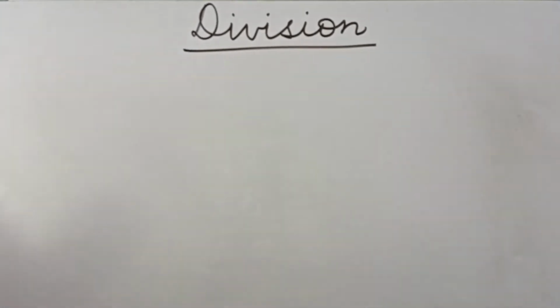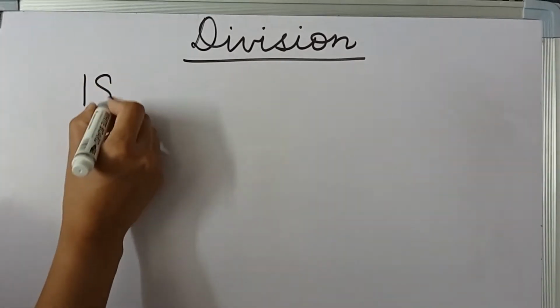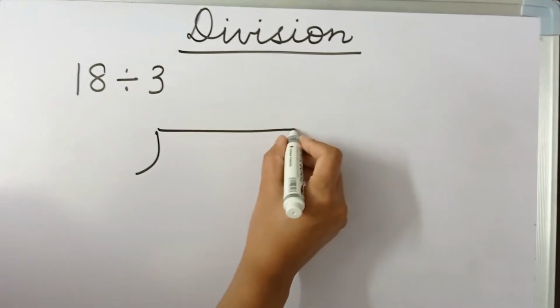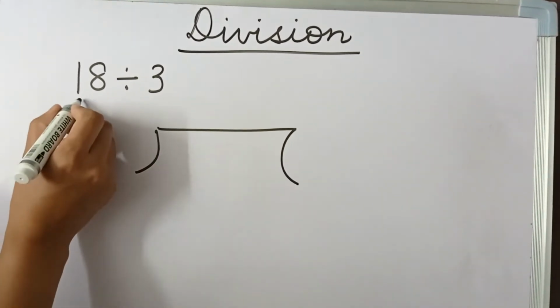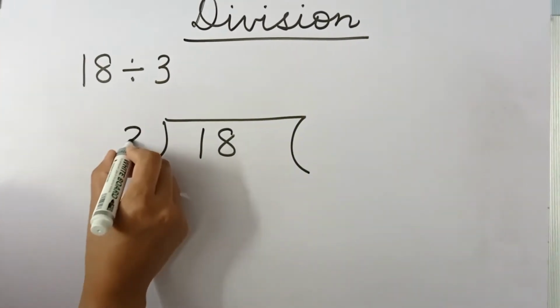Children, let us start with our lesson, that is division. And I hope you remember last time we did one-step division. Let us revise one sum. For example, we are going to do 18 divided by 3. You remember this symbol is drawn. Then 18 is our dividend, which is written inside. 3 is the divisor, which is written outside.